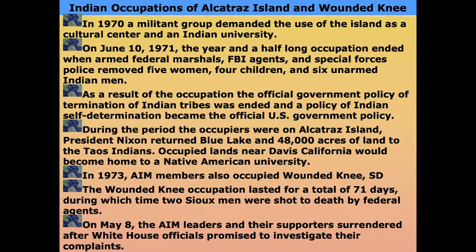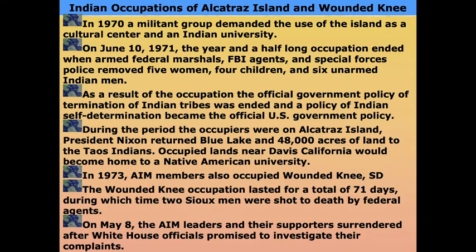So this happens in 1973. AIM is part of this one. And at Wounded Knee, there's an occupation that lasts 71 days there. But there's a shootout with the federal agents, and 2 Sioux men were killed. So May 8th, AIM leaders are going to surrender after White House officials prompted to investigate their complaints. So, yeah. But things end up turning out a little better for them.